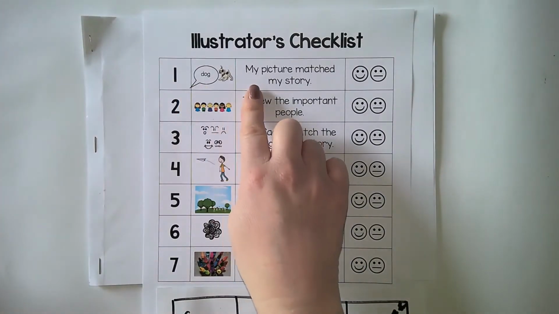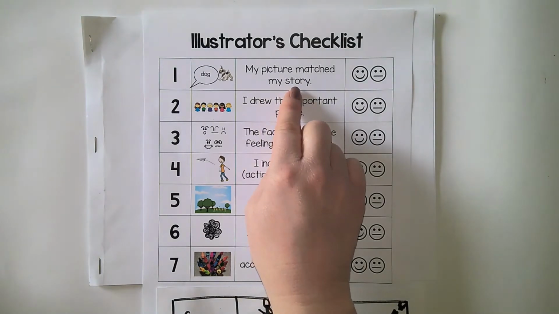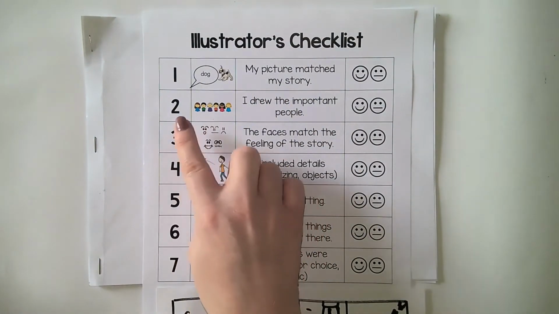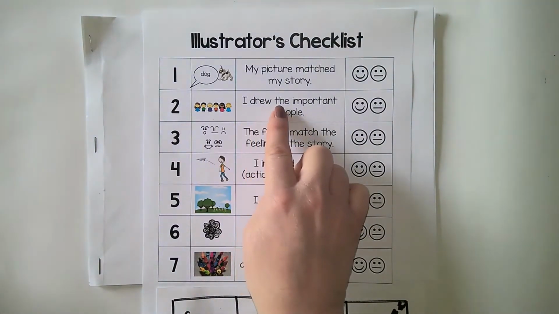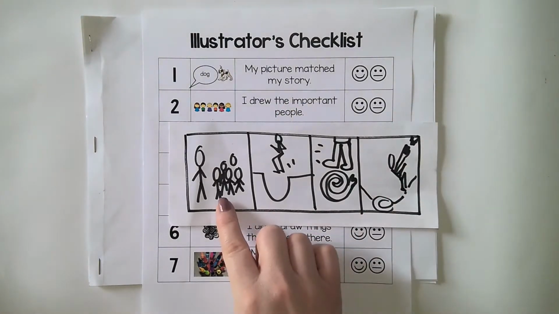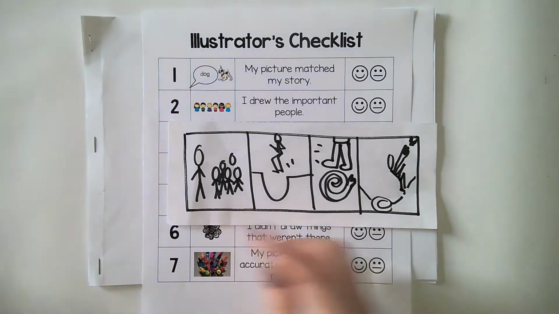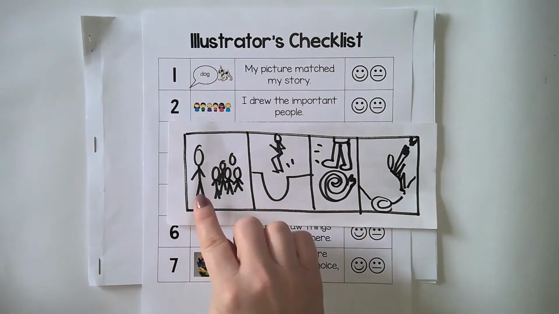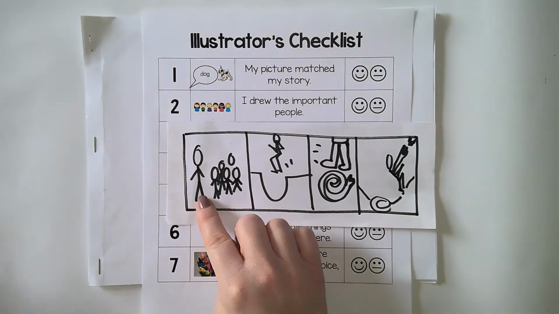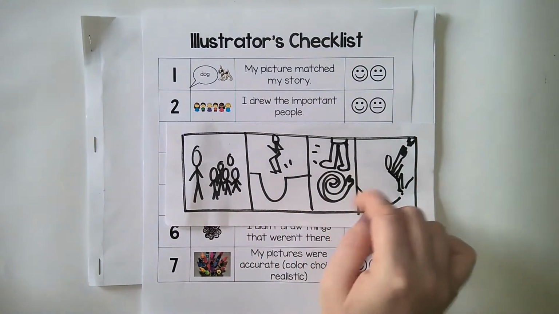The first one is that my picture matched my story. Okay, I can do that. The second thing is I drew the important people. So I'm going to think here about this one. In this story, there's a couple important people. Mr. Kime, I'm going to have to take some time really drawing him because he was my teacher. He's important. It was his idea that we could go play hide and seek. And I'm important to this story.